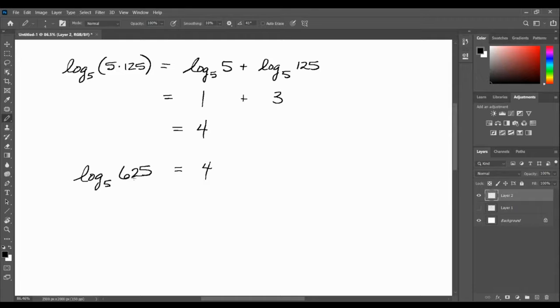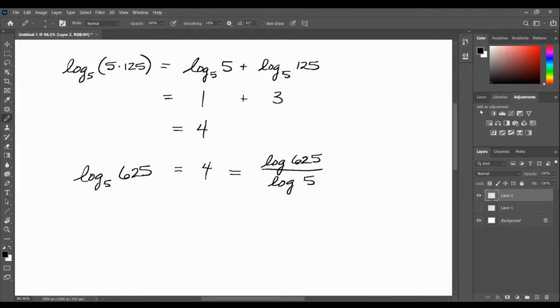I could go to my calculator if I don't have the change of base on there. And I have to do the change of base rule. I could do log of 625 divided by log of 5. Plug that into my calculator, and I'll get the 4. And so there are several ways we can approach this exact same problem.